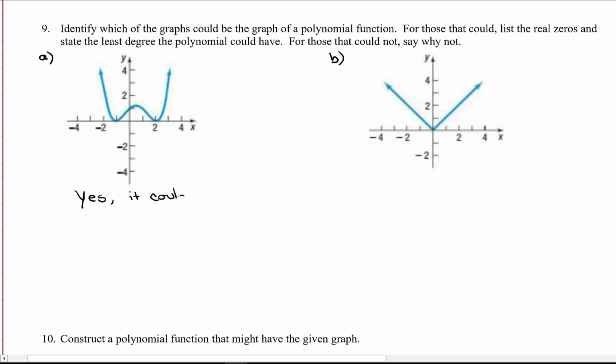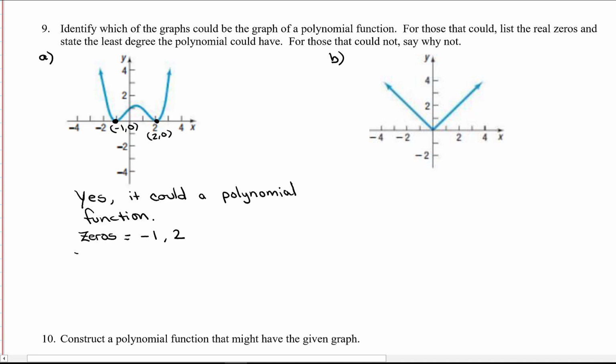Yes, this could be a polynomial function because polynomial functions are continuous everywhere. And there are going to be no sharp corners or sharp turns on a polynomial function. It's going to have just smooth curves. I can see here that we have basically two zeros. We have one at x equal to -1 and here one at x equal to 2. So I'm going to write down my two zeros.